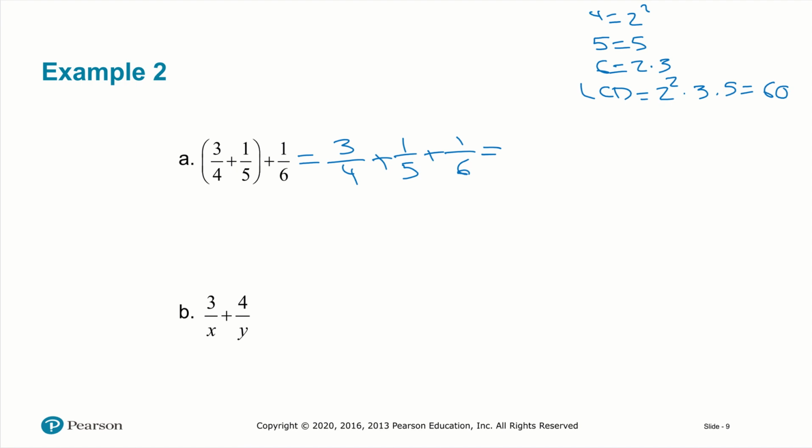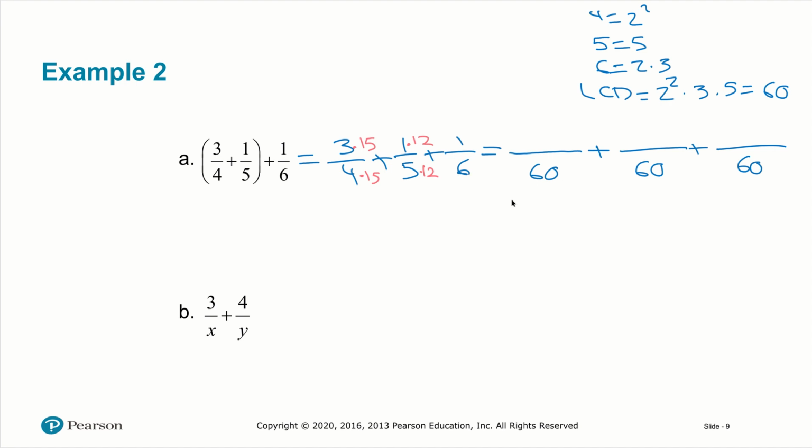All right, so we're going to want to turn each of those denominators into 60. So in order to do that with the first denominator, you're going to have to multiply by 15. So that's what we'll do. And we'll make sure to do the exact same thing to the numerator. For 5 to get to 60, we need to multiply by 12. So that's what we will do. And we'll make sure we do the exact same thing to the numerator of 5.